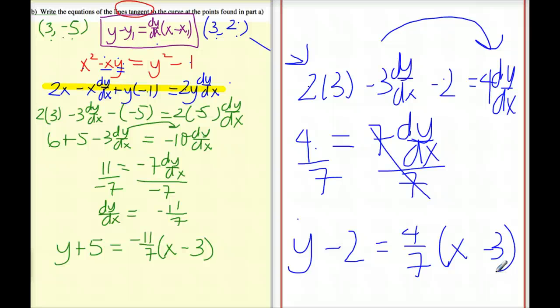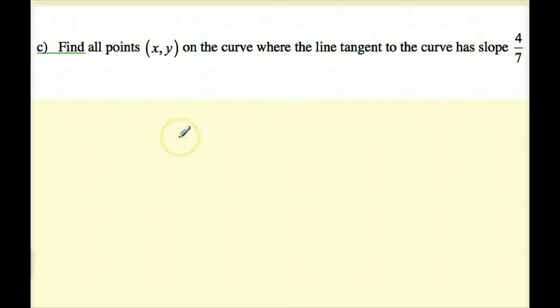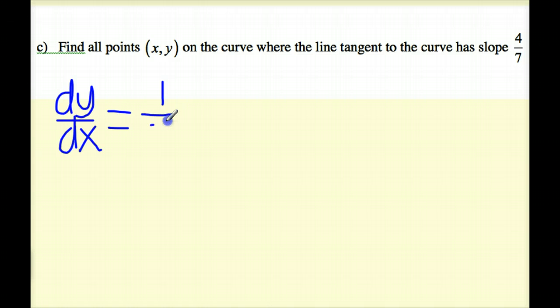Alright, so let's go ahead and take a look at the next problem, and I'm going to unsplit the screen just so we have more room. It says, find all points x, y on the curve where the line tangent to the curve has a slope 4/7. So I want the tangent line to have a slope of 4/7, which means my dy/dx needs to equal 4 over 7.